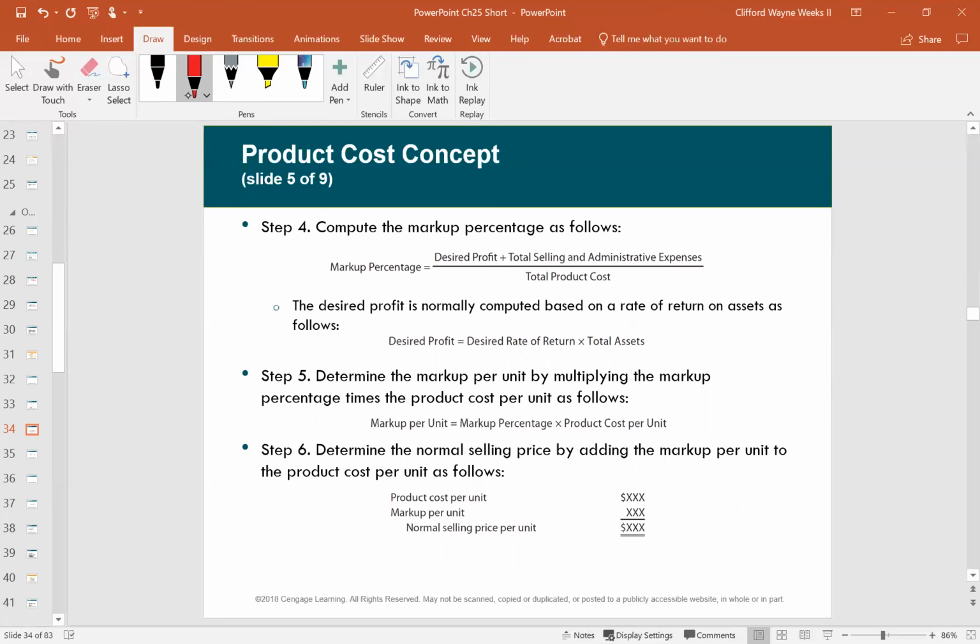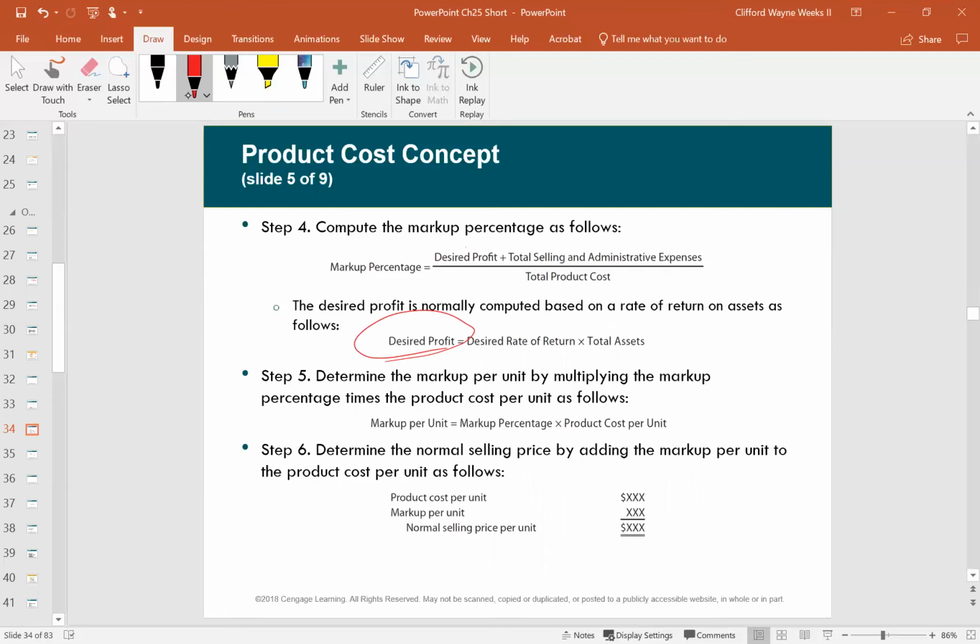What we're going to do is have our desired profit and our total selling and administrative expenses. To come up with our desired profit, we're basically going to take the desired rate of return times the total assets, and that's going to give us our desired profit.